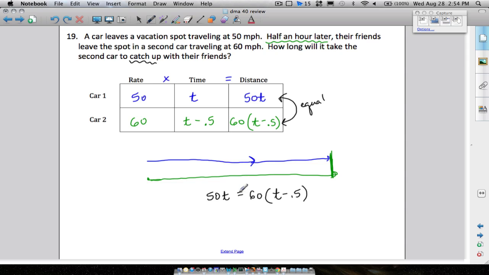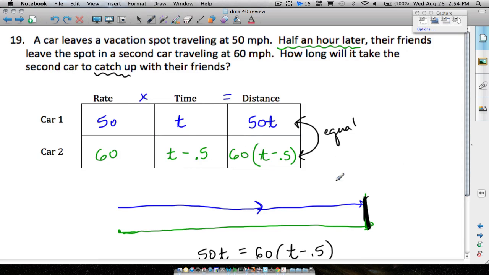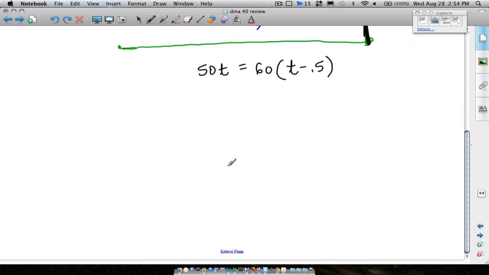And again, the reason why we set them equal is because car 1 left, and when car 2 eventually catches up to it, that is going to be when both cars have traveled the same distance, even though they have been traveling for different amounts of time. But by us setting up this chart, filling in the information, we can solve this equation. I'll make this a little bit bigger. So on the left-hand side, I'm going to leave it alone. On the right-hand side, let's distribute.